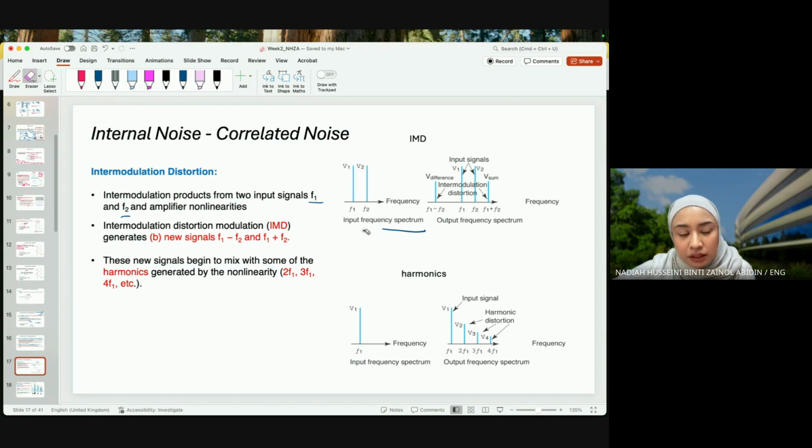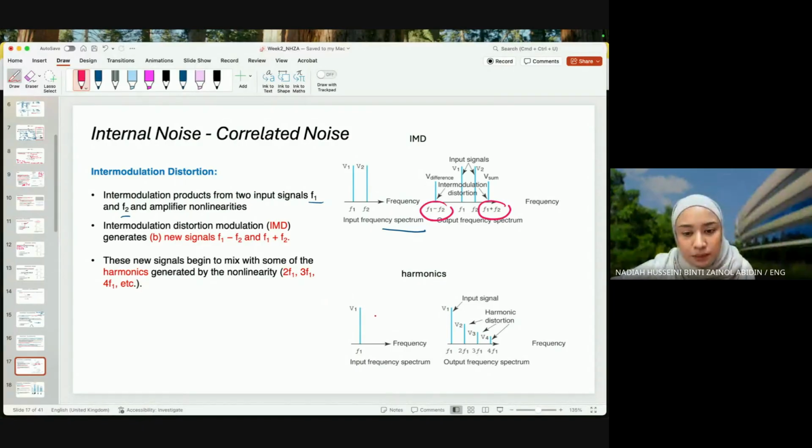Okay, so this is your input. These are two signals, F1 and F2. And then because of intermodulation distortion, F1 and F2 produce F1 plus F2 and F1 minus F2. So this is V sum and V difference. And intermodulation distortion can also interact with harmonics.